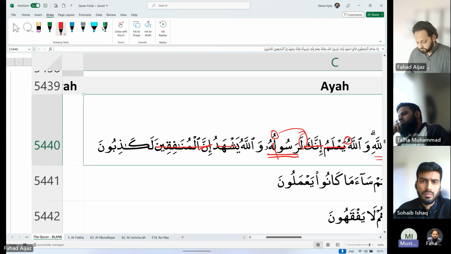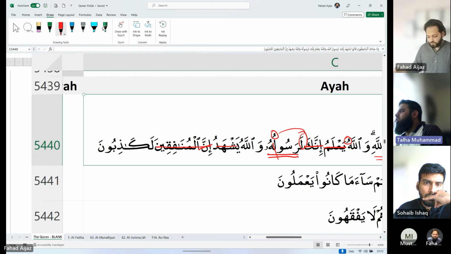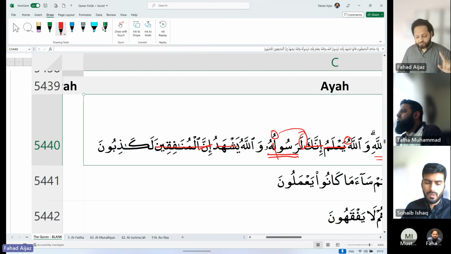Wa is harf jar, or okay, if waw was harf of jar, what should happen to the word Allahi? Allah should be jar as well. It should be, but is it? No, right? Wallahu, who is the attached form of pronoun huwa, right? I'll stop you there.